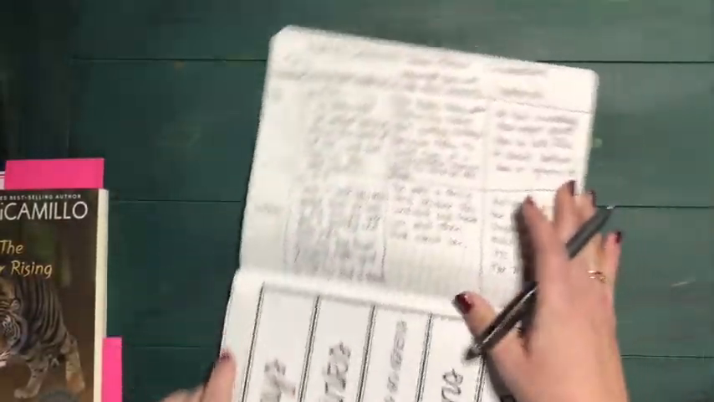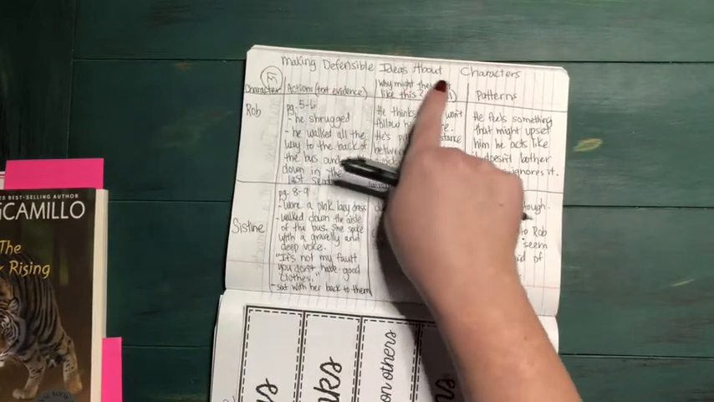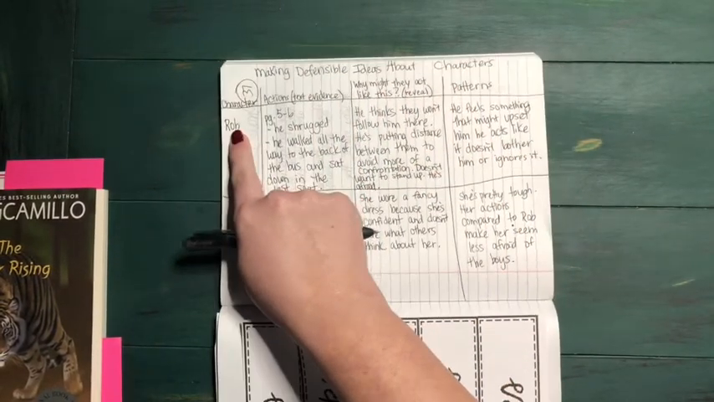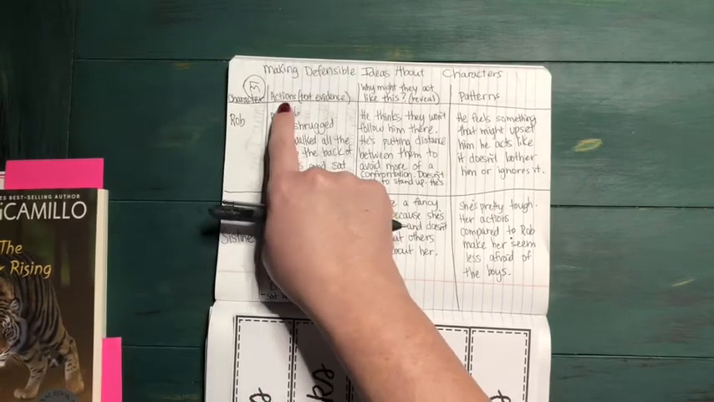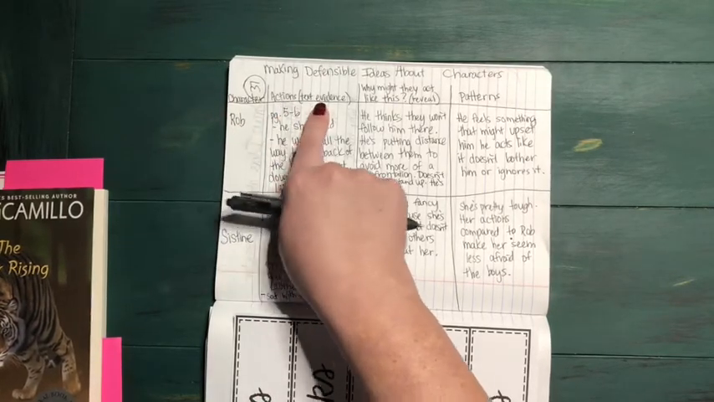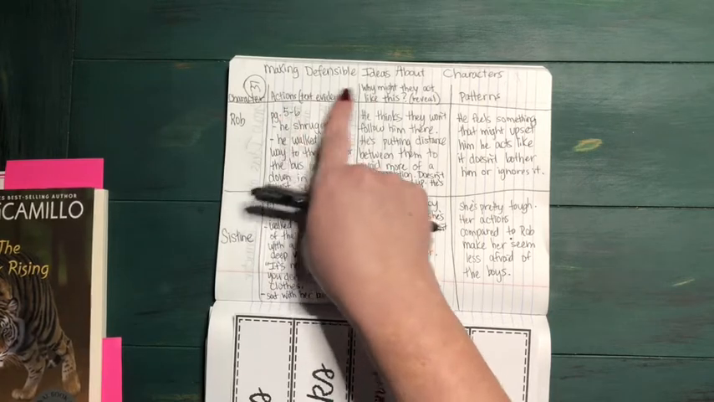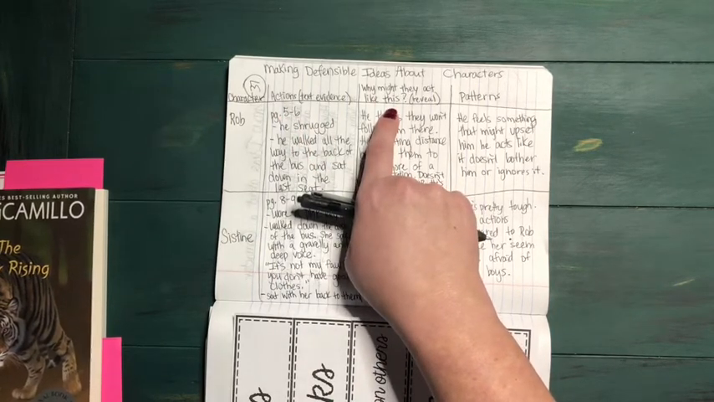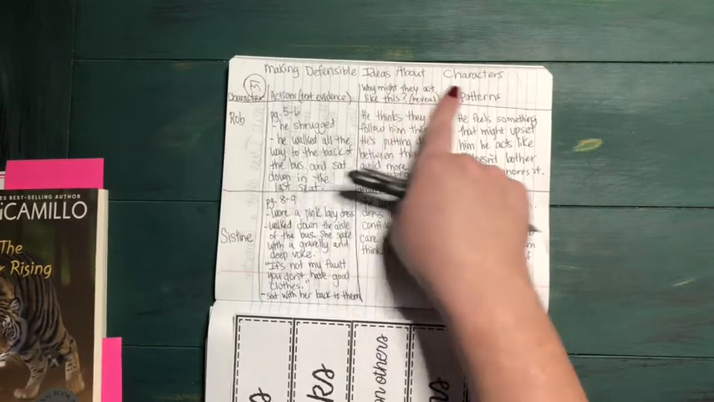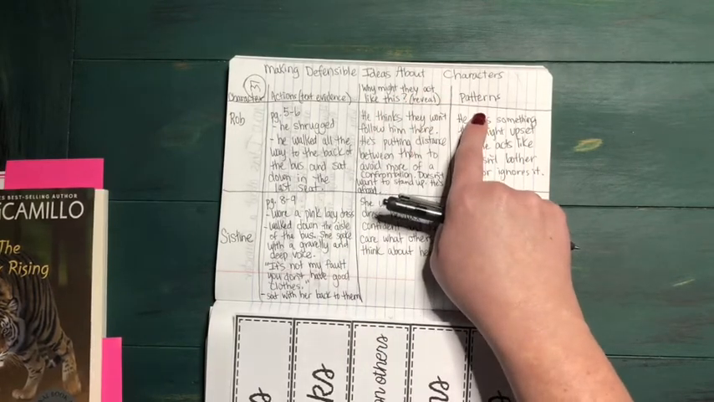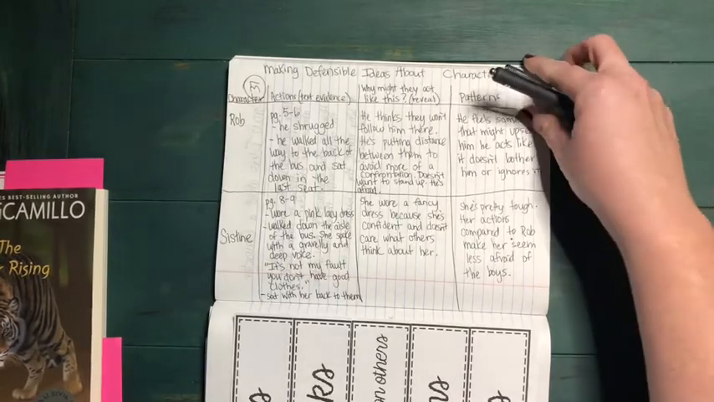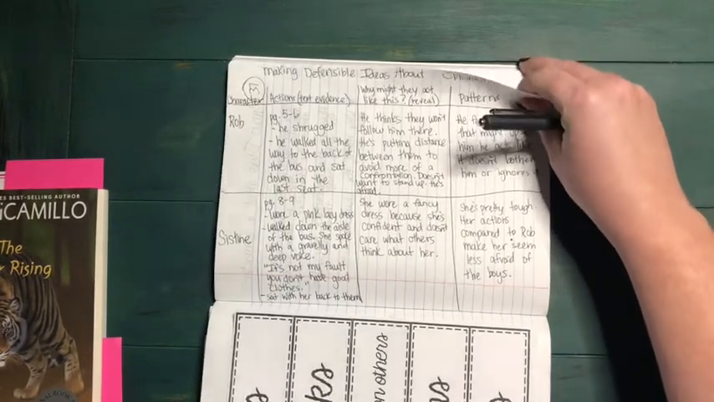Yesterday's lesson, we were creating defensible ideas about our characters by identifying the character that we were zooming closer and looking at, taking a closer look at the actions or the text evidence, and then trying to determine, well, what does this reveal about my character? Why might they act this way? And then does this start showing us a pattern of the character's actions? So telling us a little bit more about who they are as a character.